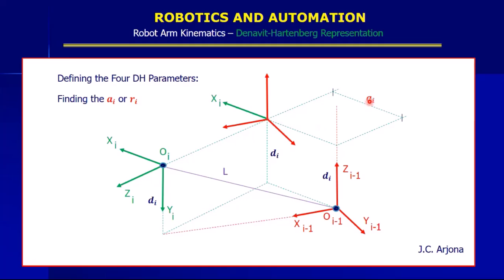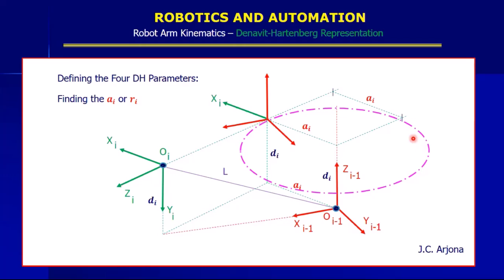As you can see, if this is AI, this is also AI, and this is also our AI. Okay, so here we are able to determine the AI or RI. This is also known as RI because it forms a radius, as this is the center and this is one point around the circle, this one.